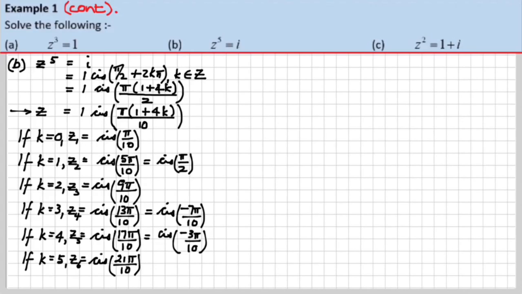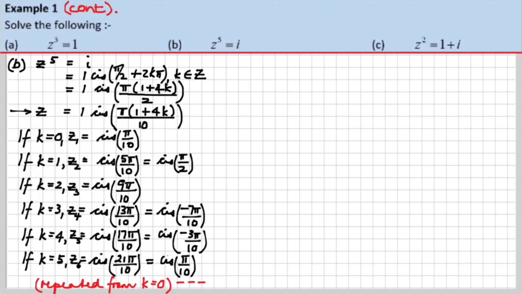Okay, that's beautiful. If k is 5, we're going to prove that they're starting to repeat now. The sixth so-called root would be cis 21 pi on 10, which is the same as, taking away 2 pi from that, pi on 10, which is this one again. So this is a non-solution; it's just a repeat of when k was 0.